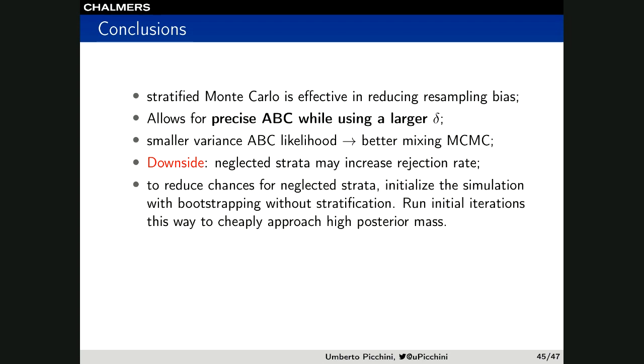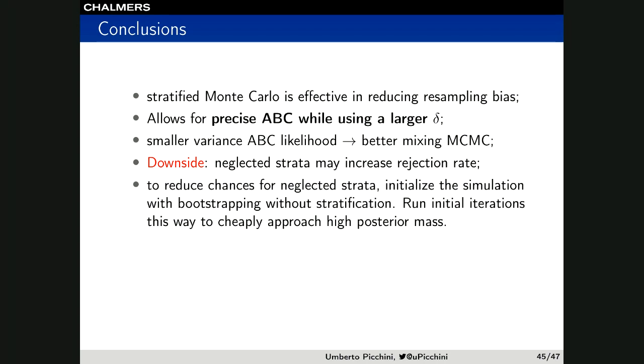So to reduce this chance, we have to resample possibly many times. In this case, 500 times it was fine. And we need some way to approach high posterior mass. For example, we can start the simulation using resampling without stratification. This will allow us to reach a high posterior density without introducing stratification. And only when we reach that area, we can employ stratification to refine our inference.